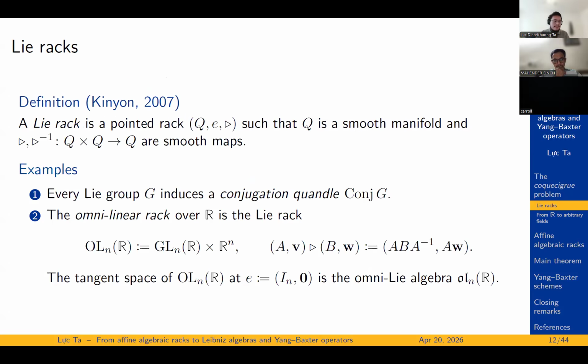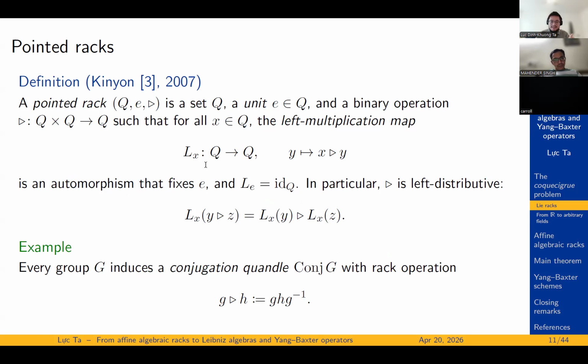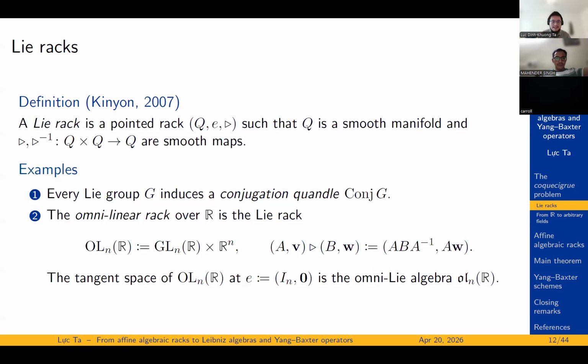Okay, so then we can define a Lie rack to be a pointed rack such that the underlying set is a manifold and your rack operation is smooth, and the so-called inverse rack operation is also smooth. Note that this definition, in particular the fact that each L_X is a permutation, can also be phrased equivalently as saying that there's also an inverse rack operation. That's what I mean by triangle inverse. So we require those to be smooth maps, and we require Q to be a smooth manifold. As an example, every Lie group induces a smooth conjugation quandle.